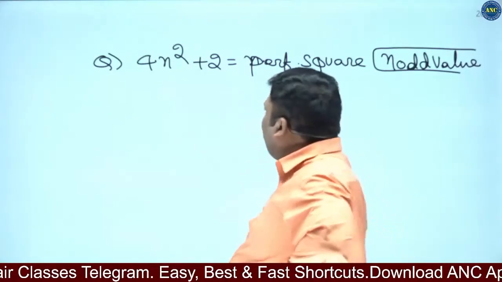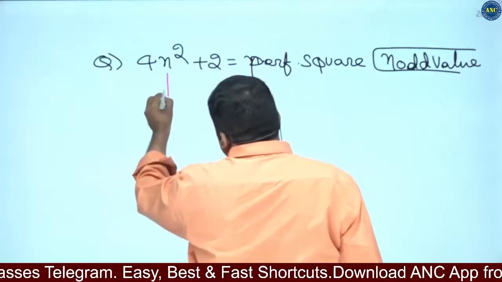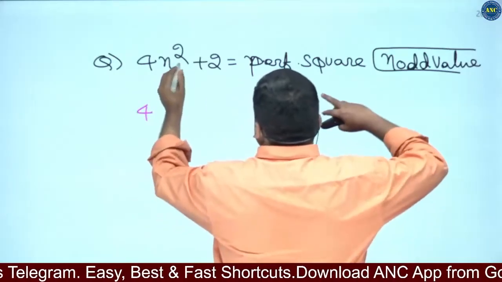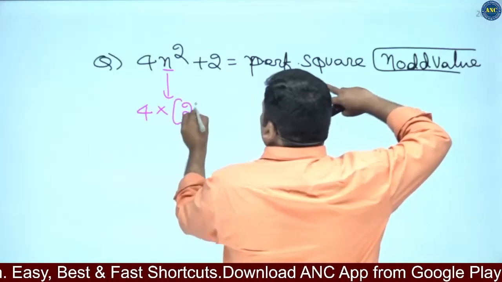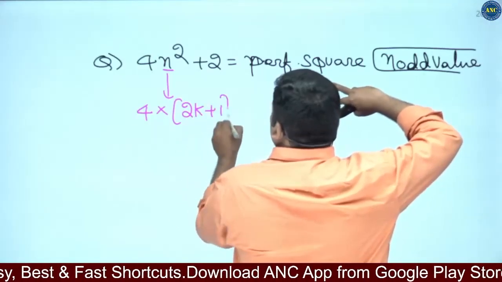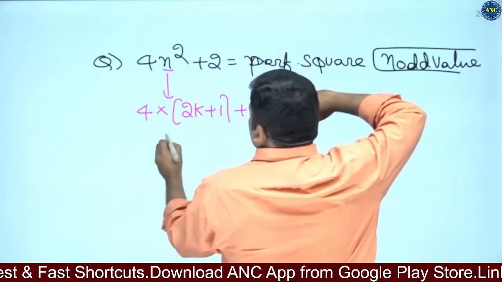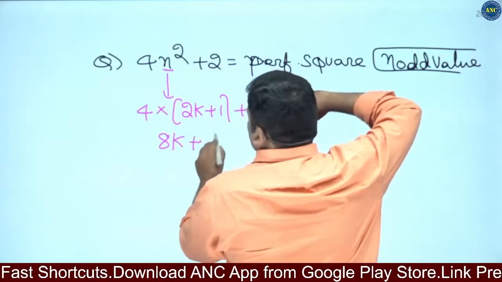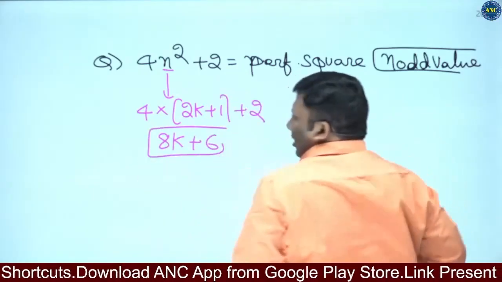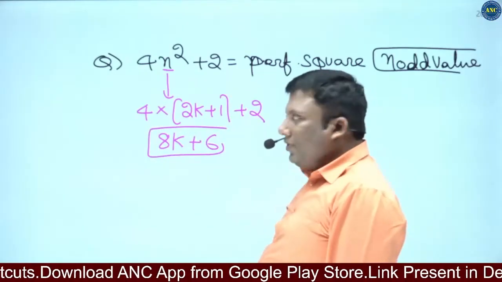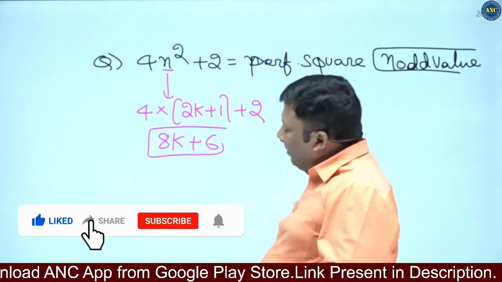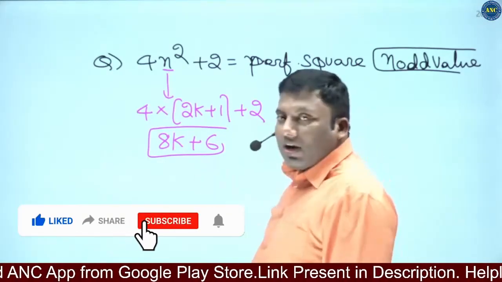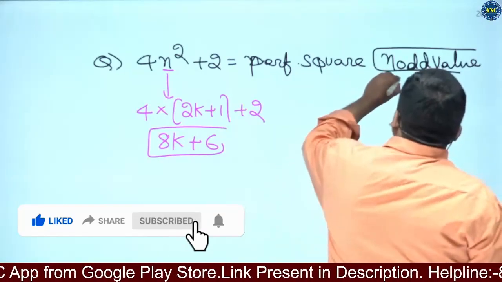4n square plus 2, it is a perfect square. N is an odd number. Odd number squared is an odd number. So 4 into (2k plus 1) plus 2, so this is 8k plus 6. Any perfect square when divided by 8, the remainder will be 0, 1 or 4. I got remainder 6. The answer is no value.